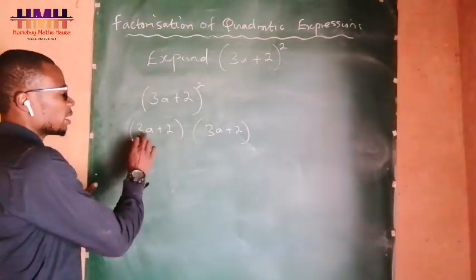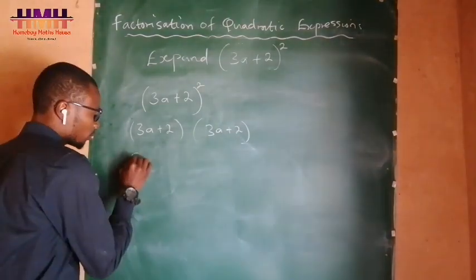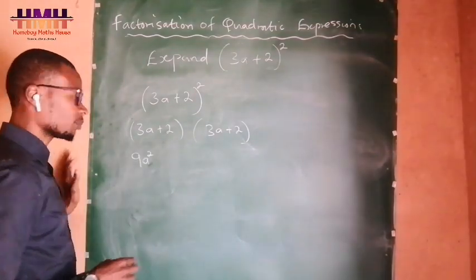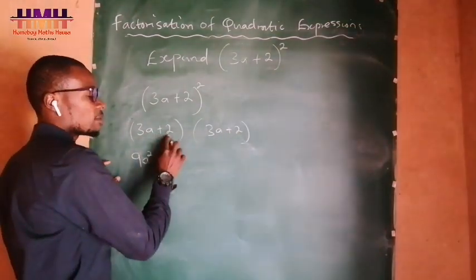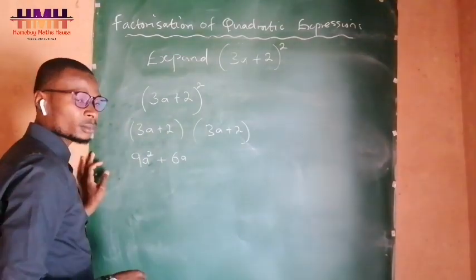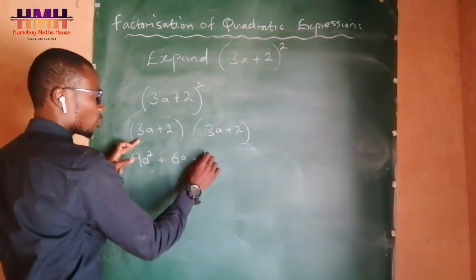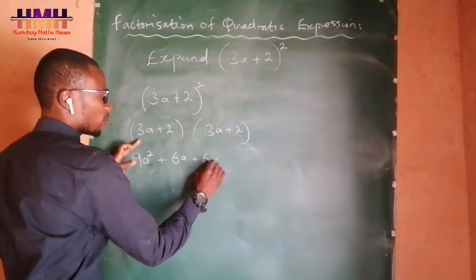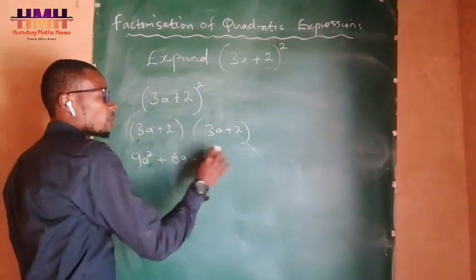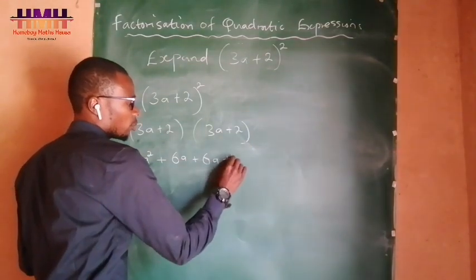So let's go. 3a times 3a, which is equal to what? 9a squared. Again, plus 2 times 3a equals plus 6a. Then we add that 3a times plus 2 still is plus 6a. Lastly, we say plus 2 times plus 2 is equal to plus 4.